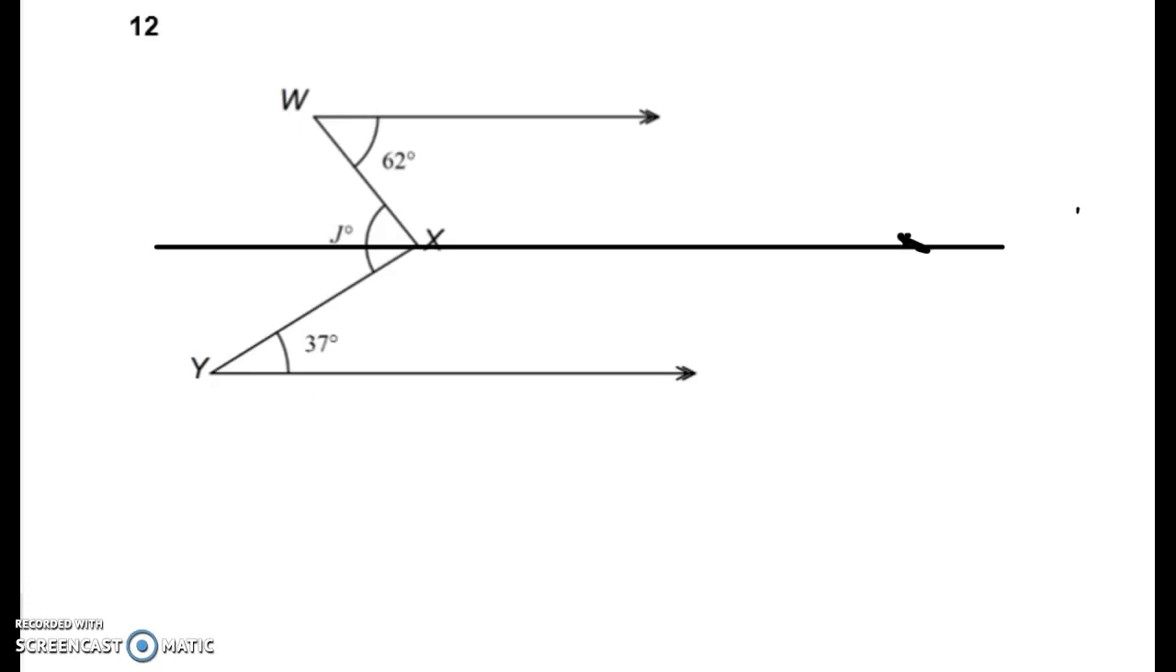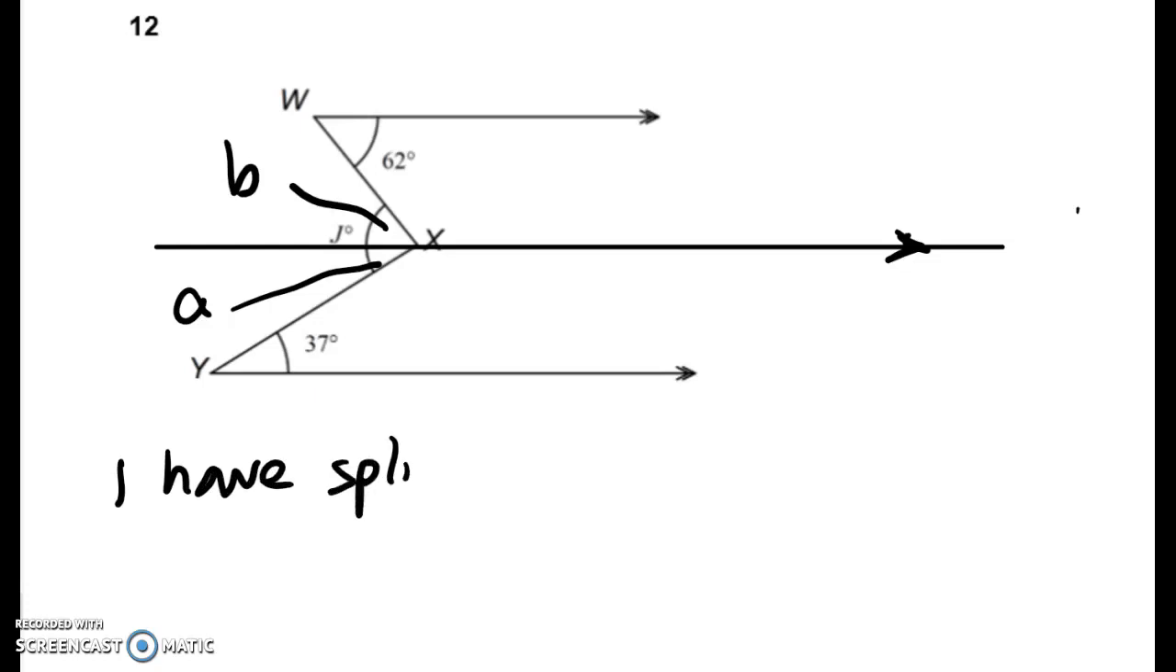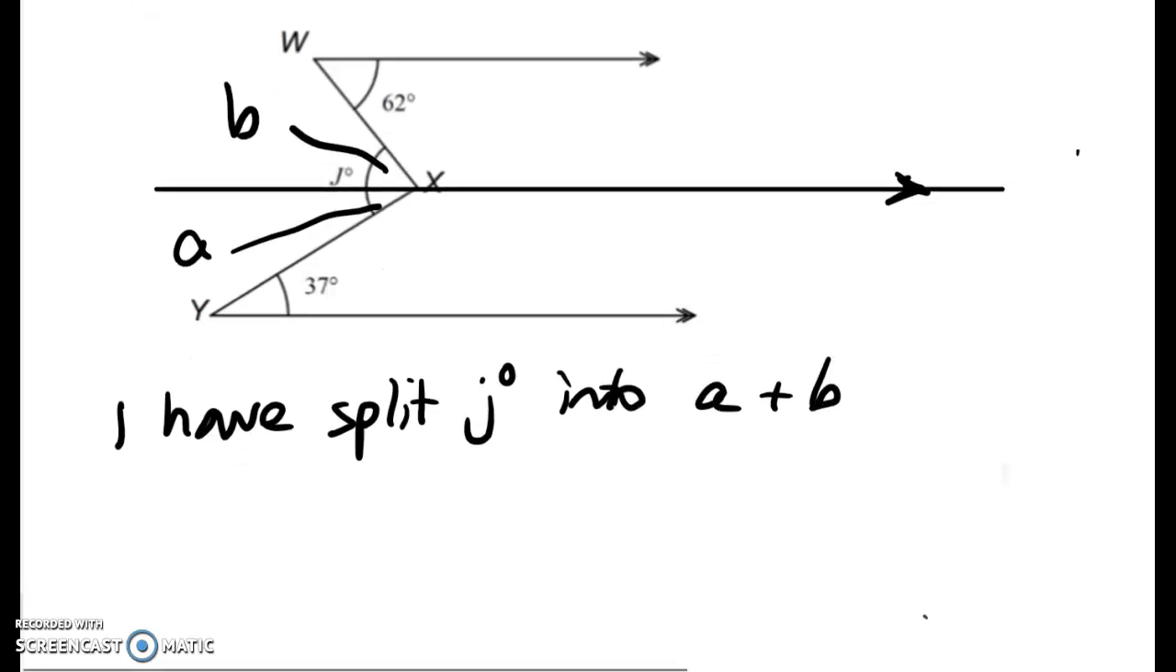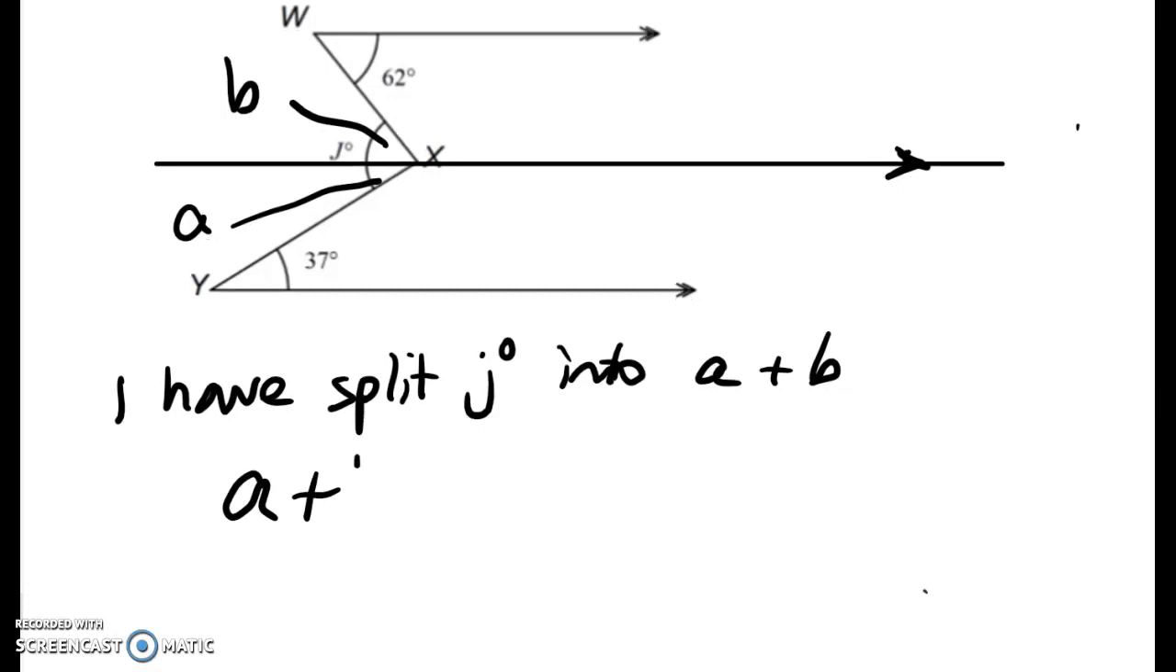So you can visualize what I've done here. So I put that parallel line in, and now we're going to split that angle J up into 2 angles. And we're going to call the top bit angle B, and we're going to call the bottom bit angle A. So we can say I have split J into A plus B. And we need to say that A plus B will equal J. We could put degrees in as well. Now look what we've got.